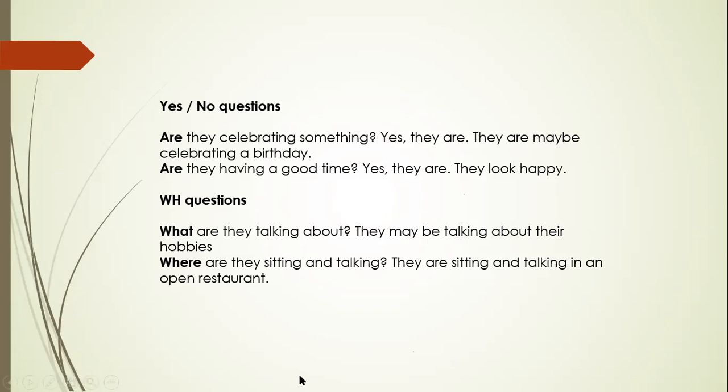You can also make a WH question. ¿Cuáles son estas preguntas? Las que empiezan con una question word. Obviamente, ¿cuáles son las question words? What, where, when, why, which, etc. Okay? So in this case, I give you two examples. What are they talking about? They may be talking about their hobbies. Where are they sitting and talking? They are sitting and talking in an open restaurant.